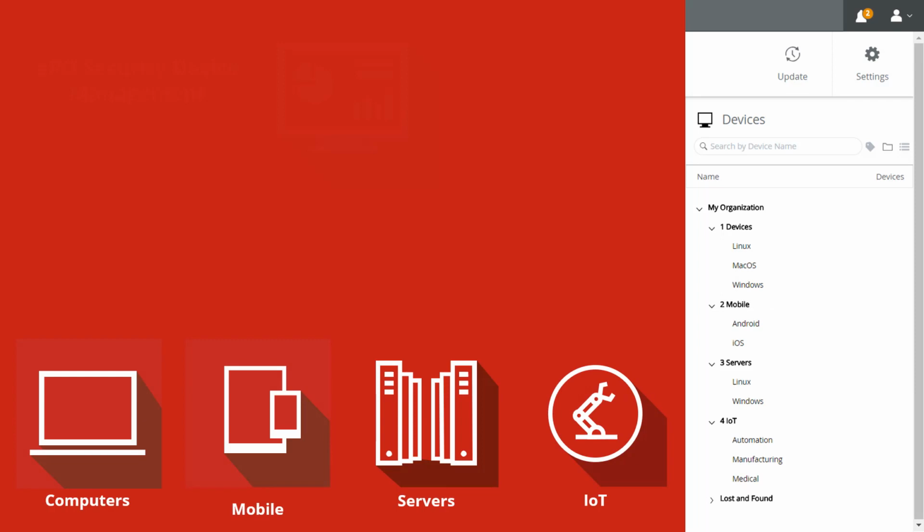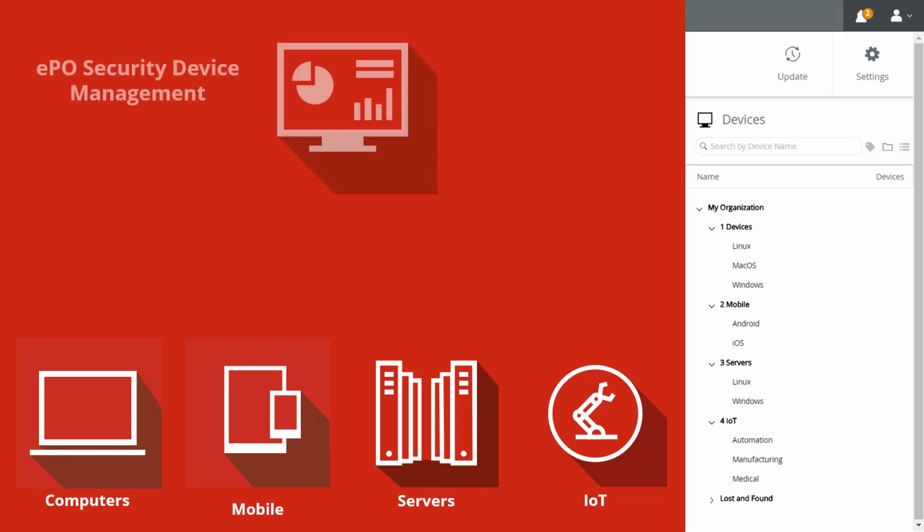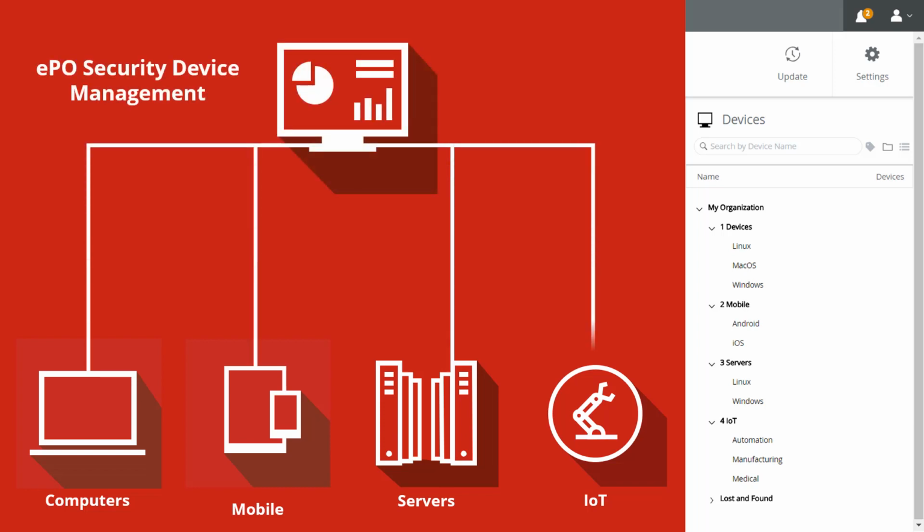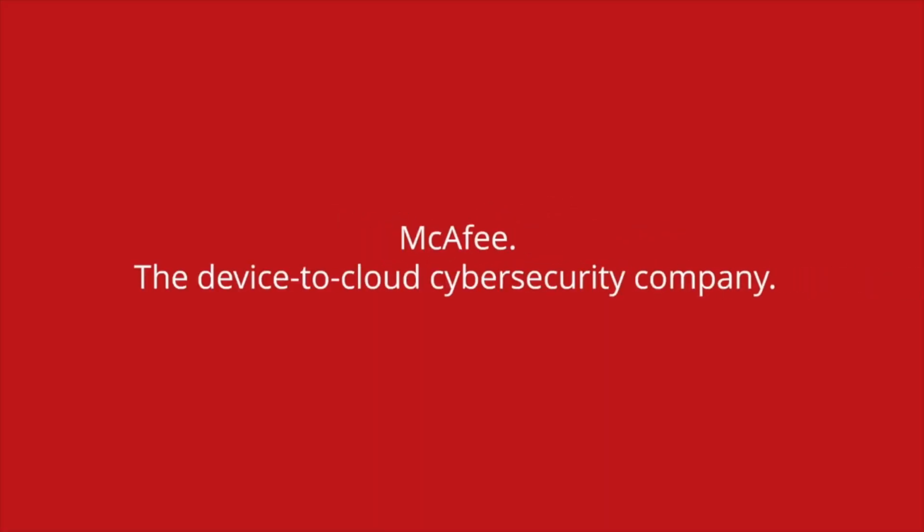In addition to typical laptops and desktops, McAfee's protection also extends to mobile devices, servers, and IoT devices. This allows for security of all devices within an organization to be centrally managed with a single management console, EPO. Flexible, proven security management with stronger and broader device coverage from McAfee, the device-to-cloud cybersecurity company.